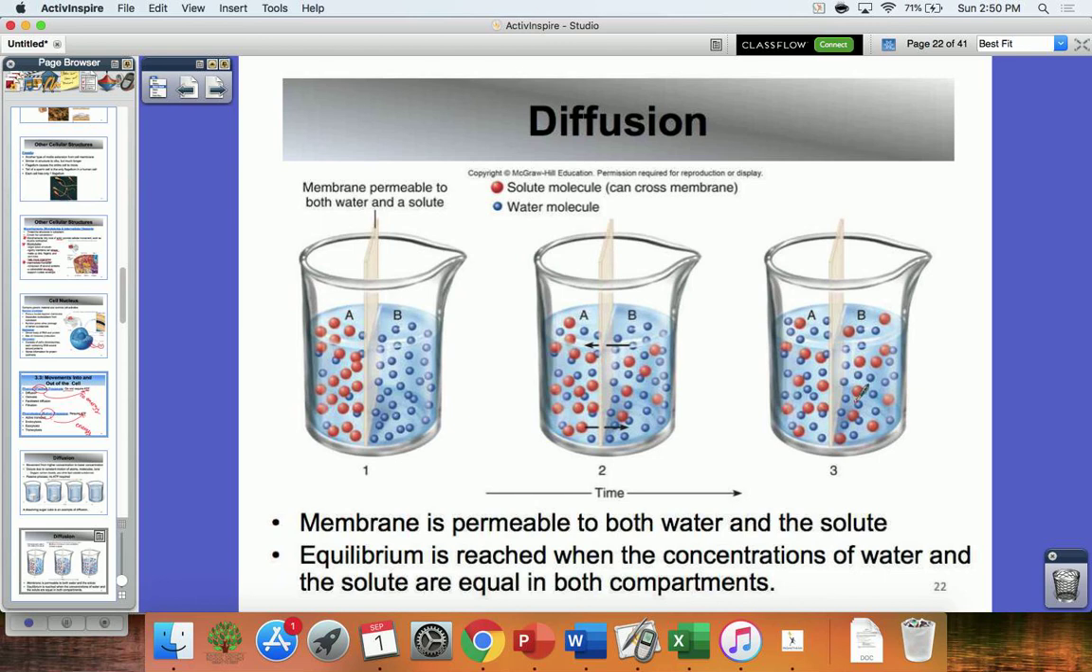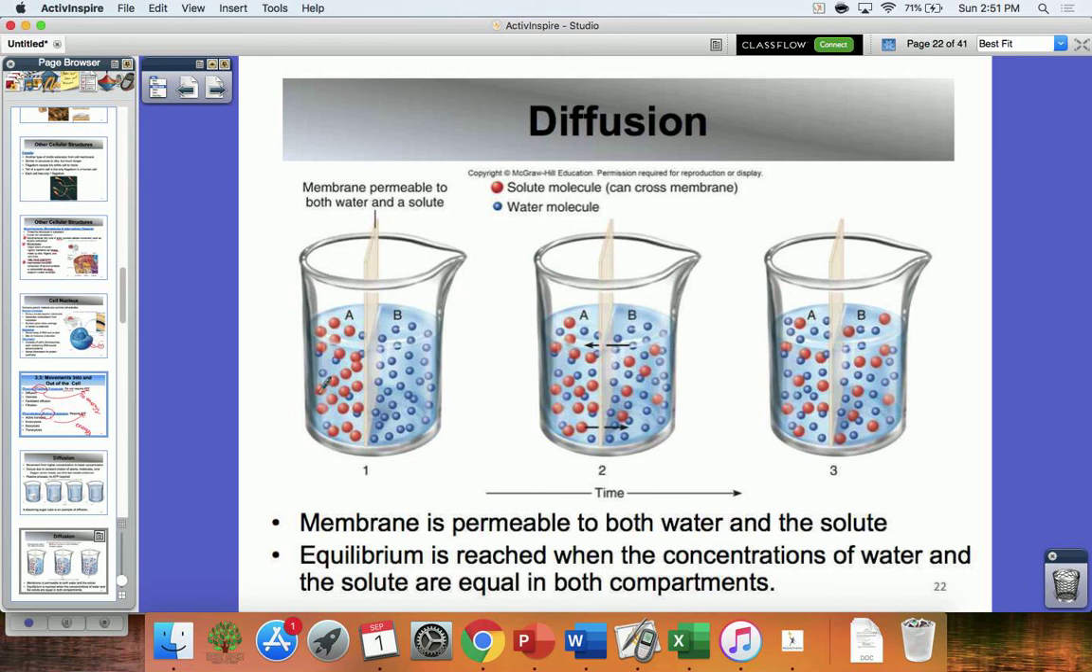This is just another example of particles moving from areas of high concentration to low concentration through a selectively permeable membrane. This partition here showing that membrane is permeable to both water and some type of solute. That solute could be salt, sugar, and the solute is in high concentration over here, but lower concentration over here. Water is in high concentration here, but in lower concentration over here.